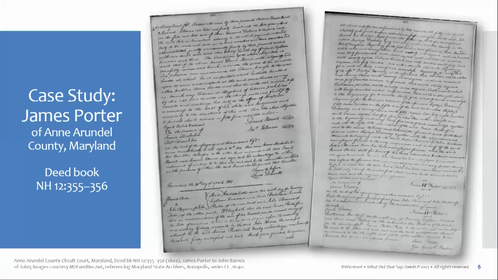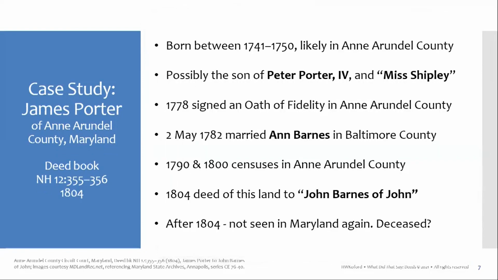Our case study today is of James Porter of Anne Arundel County. It's from Deed Book NH, that's the clerk's initials, Book 12, pages 355 to 356. He was born between 1741 and 1750, very likely in Anne Arundel County. He's very possibly the son of Peter Porter IV and possibly the son of Miss Shipley, but I haven't been able to prove that one yet.